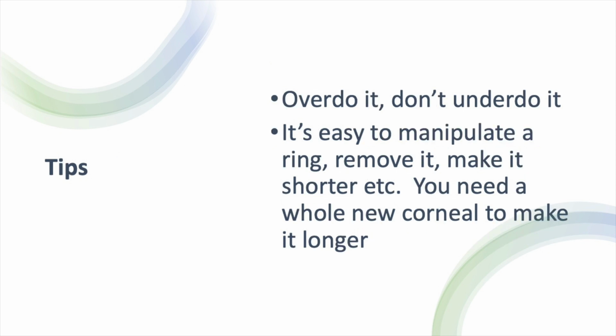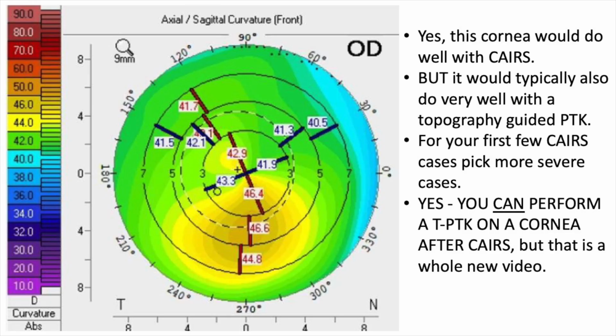So when you're learning with CAIRS, overdo it, don't underdo it. It's easy to go back into the eye, into the tunnel, to remove a component of the ring, to cut a little bit of the ring off, to manipulate the ring, but it's much harder to add more tissue into the tunnel than it is to remove some. Like any new surgical procedure, be sensible when you start it.